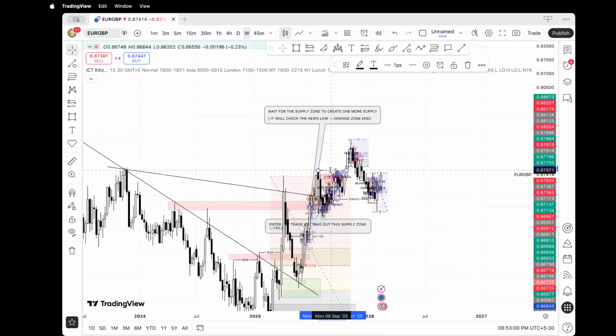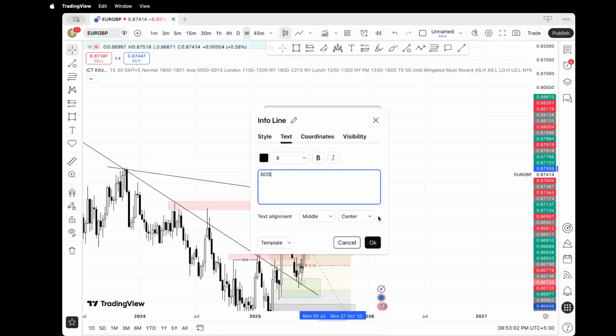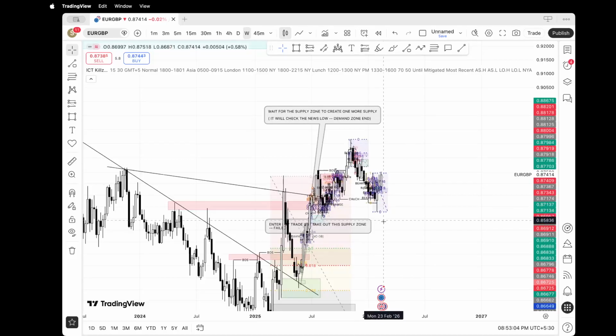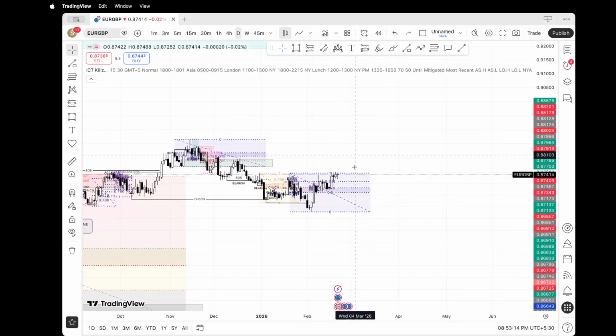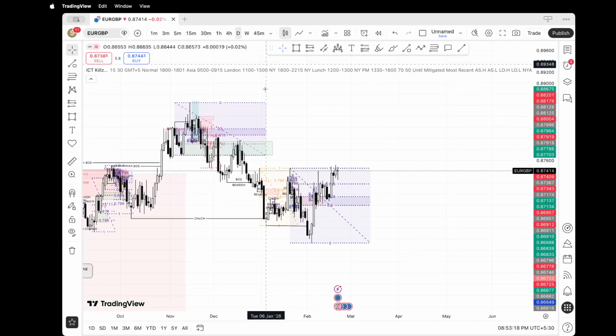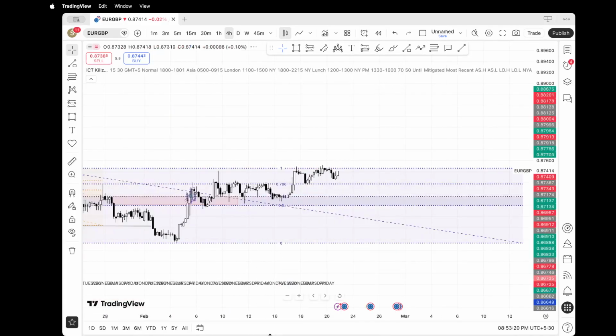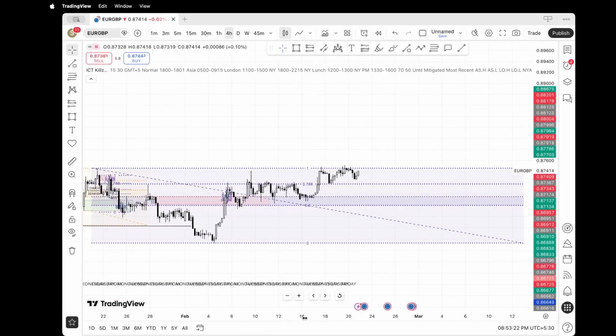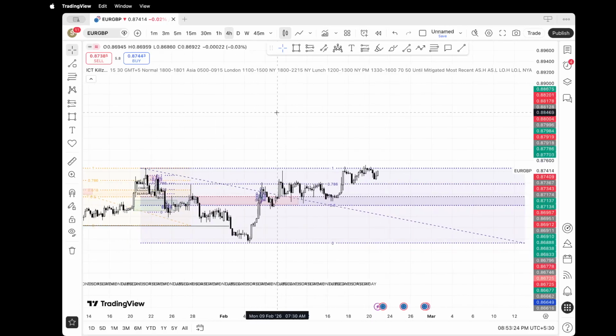This is a break of structure, and from here it was the low, and it has good buying pressure coming in, and it swept this liquidity as well. So yes, it will go up. Most probably we will see a break of structure to the upside, and then maybe we can take a trade based on that.